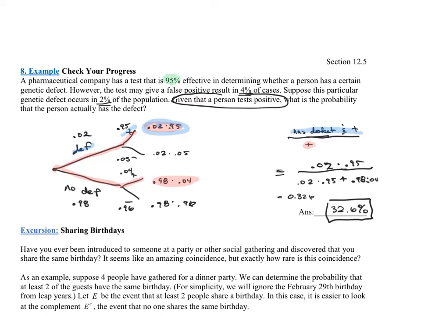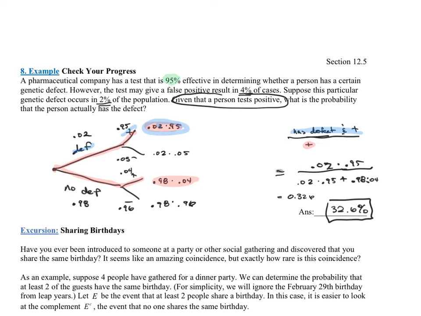What does that mean? When someone gets a positive result, only about 1 out of every 3 people, approximately, are actually positive. So that means out of 3 people, they're scaring the living crud out of 2 of the people, and only one person actually has the defect, whereas 2 are getting scared because it tested positive, but they don't have the defect. So that's a very, very low number here.